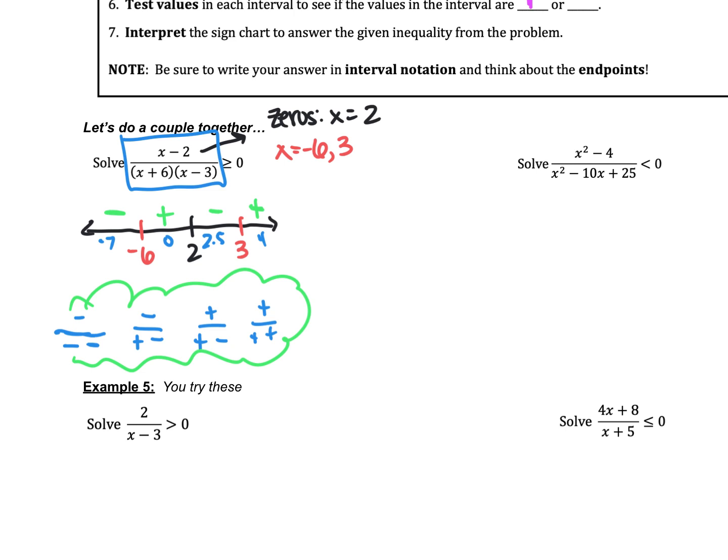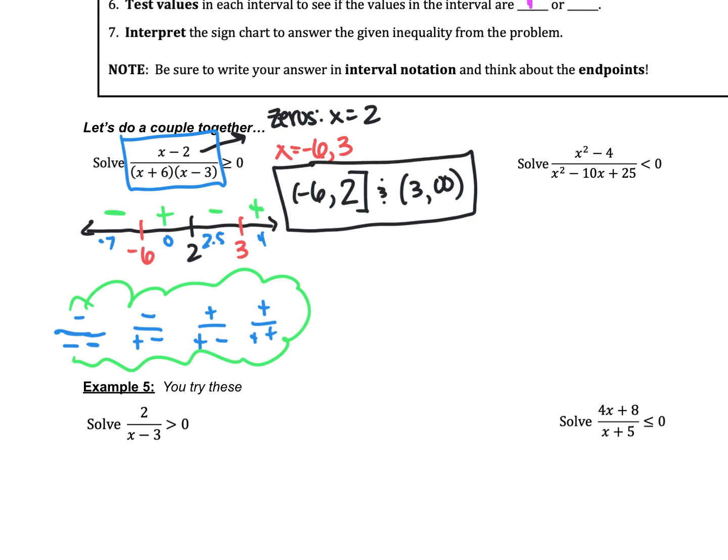What's my solution? I want to know what are the places where my sign chart is positive, where it's greater than 0. So here's what we're going to look. That happens between -6. Okay, -6 was a no-no because it's in red, so I use a parenthesis. But 2, because I had a bar on that inequality, I'm going to put a bracket around it. Okay, and it's really a 0. Okay, it's equal to 0 right there. Then my second interval, where it's positive, starts at 3. 3 is a no-no. And it goes forever, so positive infinity. That is the solution to my inequality.